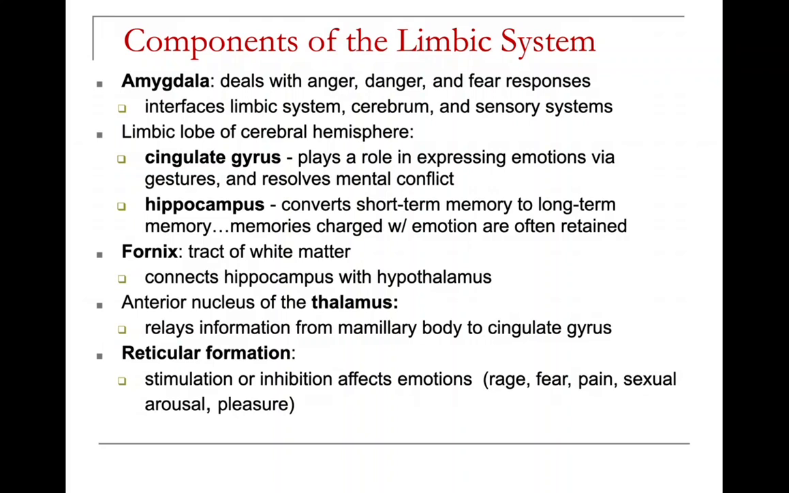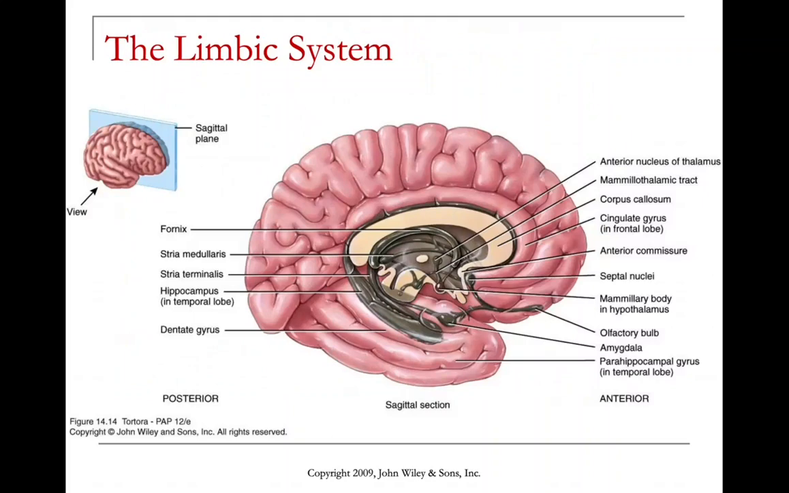The fornix is a tract of white matter that's going to connect the hippocampus with the hypothalamus. The anterior nucleus of the thalamus is going to relay information from the mammillary body to the cingulate gyrus. And then the reticular formation is going to be involved with stimulation or inhibition effects of emotion. So things like rage, fear, pain, sexual arousal, pleasure are all involved in here. So you can see where all of these structures are. This is a sagittal section.